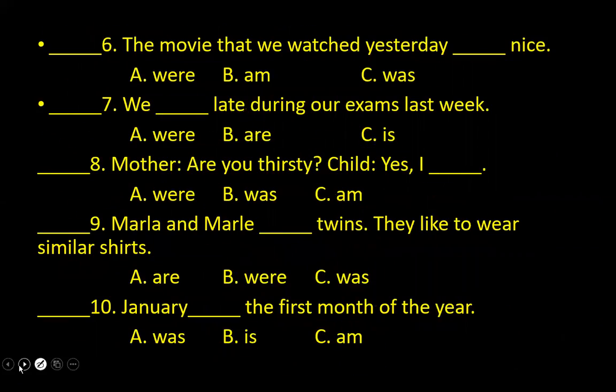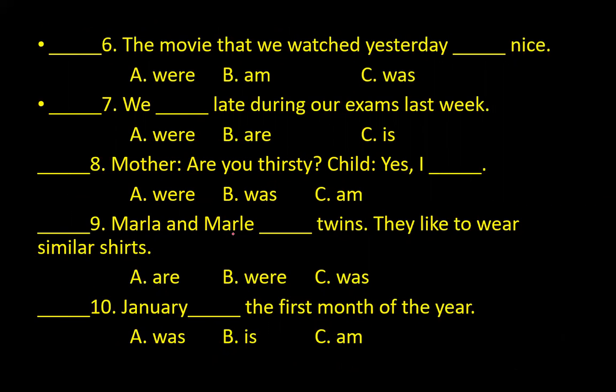Now for number 6 to 10. Number 6, the movies that we watched yesterday blank nice. The choices are were, am, and was. Number 7, we blank late during our exam last week. The choices are were, are, and is. Again, the clue is to know the number of the noun. Number 8, Mother, are you thirsty? The child said yes, blank. The choices are were, was, and am.